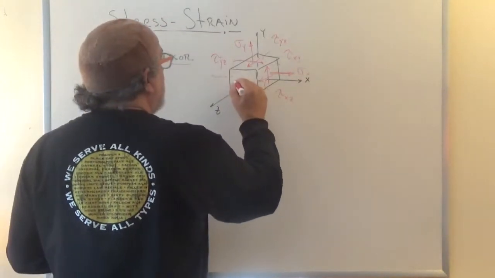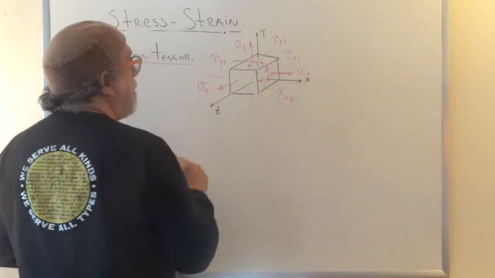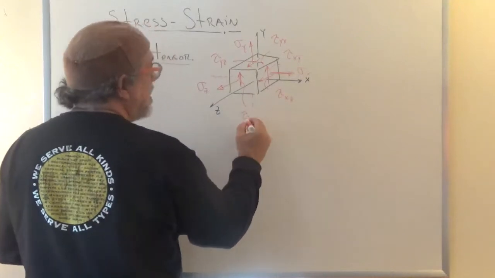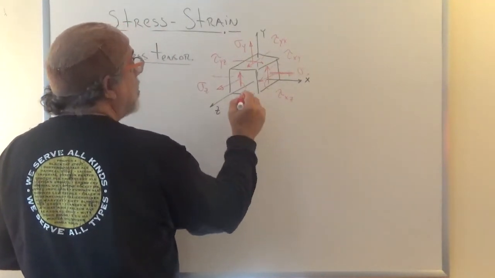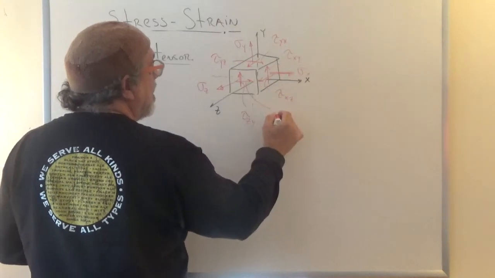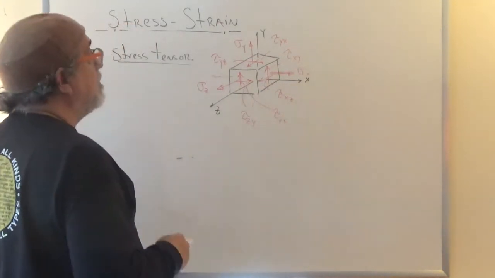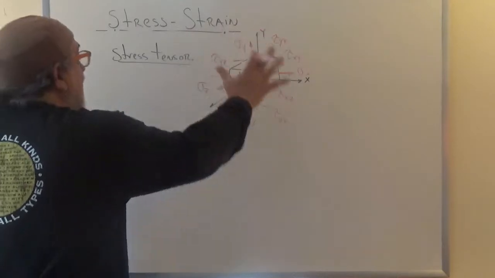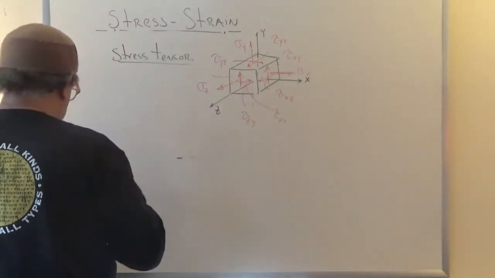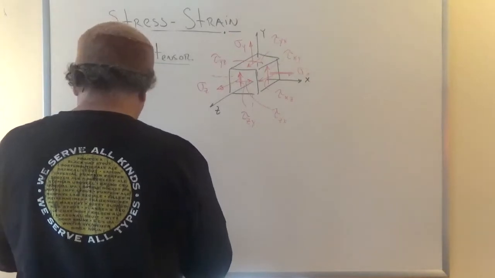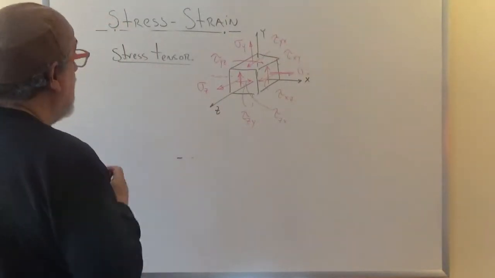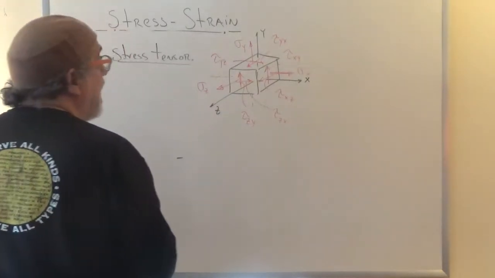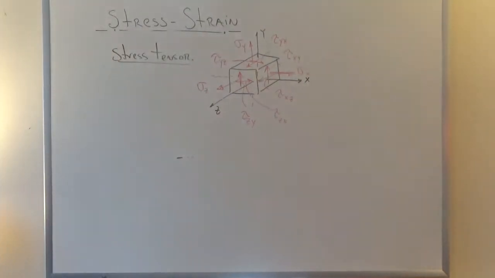And then we finally have the z phase, where this is sigma z, and then this would be the shear stress in the z phase in the y direction, and this is the shear stress in the z phase in the x direction, right? Now, when we put those 9 numbers together, we can refer to it as being the stress tensor. And so the stress tensor is a 3x3 matrix that contains 9 numbers, right?